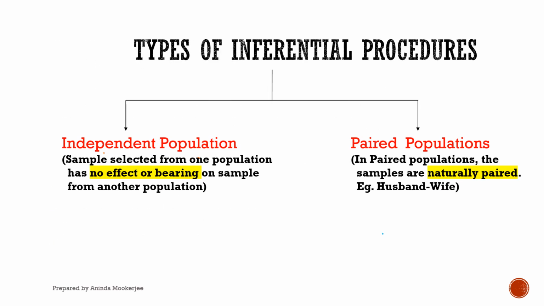Now, the procedures that we are going to use to perform the inferential study on two populations will depend on the nature of the two populations. One type of population is called the independent population, and in this kind of population, the sample selected from one population has no effect or bearing on the sample from another population. So there's no inherent relationship between the samples of the two populations.